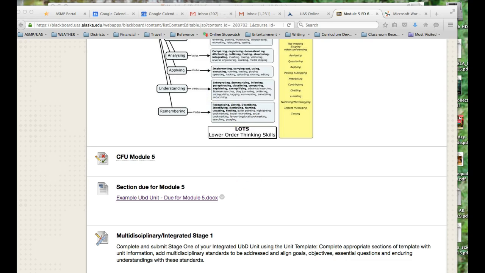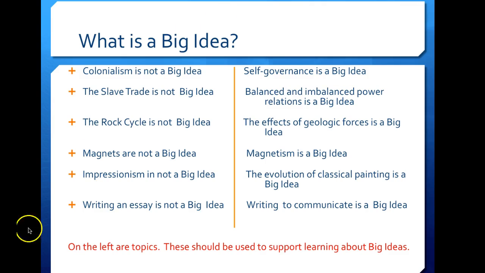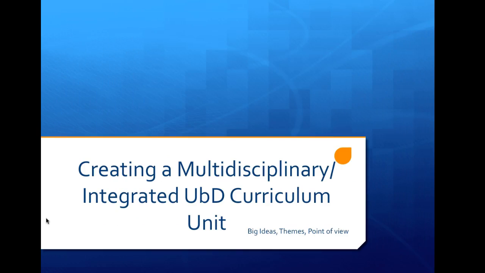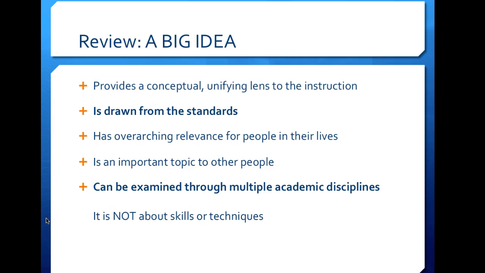Okay, so let's take a look at what we're talking about when we're talking about creating a multidisciplinary integrated UbD curriculum unit. We're going to review a few things we've talked about already in 621A. We talked about the big idea, that it provides a conceptual unifying lens to the instruction. It's like the big umbrella for the whole thing.